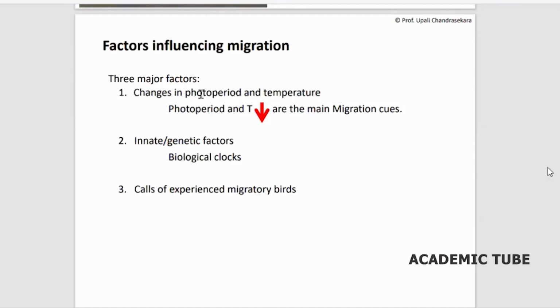So the changes in the photoperiod and the temperature are a major migratory factor. And then the innate and genetic factors. That is to say, that is how they are tuned, biological clocks. Thirdly, there are birds who have migrated earlier. So as the photoperiod and the temperature drop, they become restless, and they make bird cries, to which other birds who have not migrated yet also become stimulated, so they all migrate. So those are the three major factors that influence bird migrations.